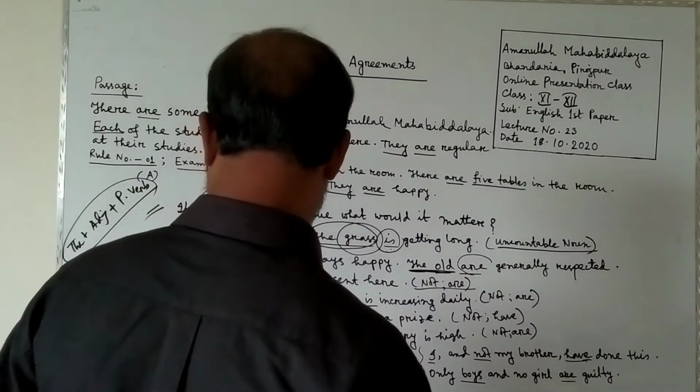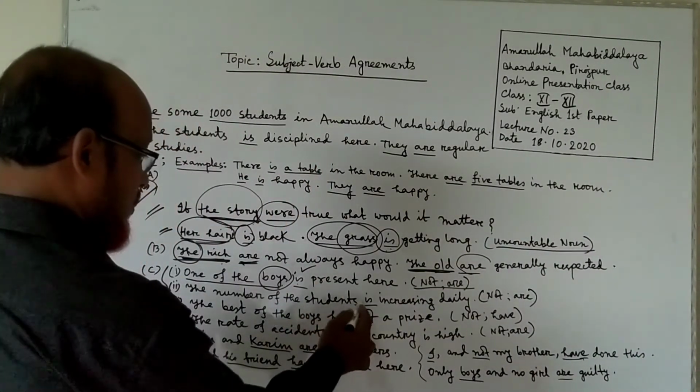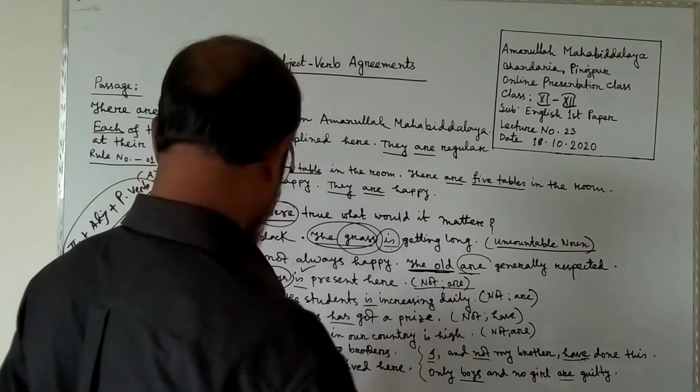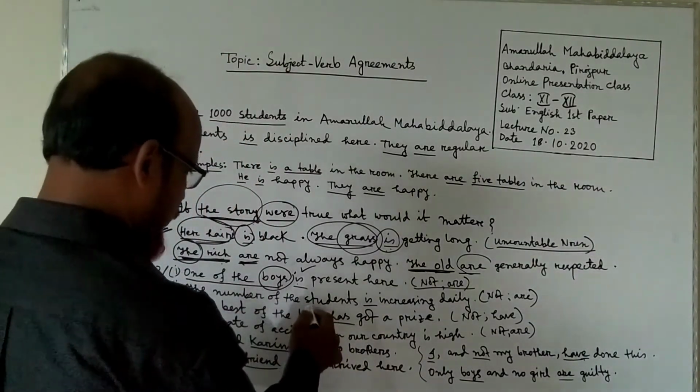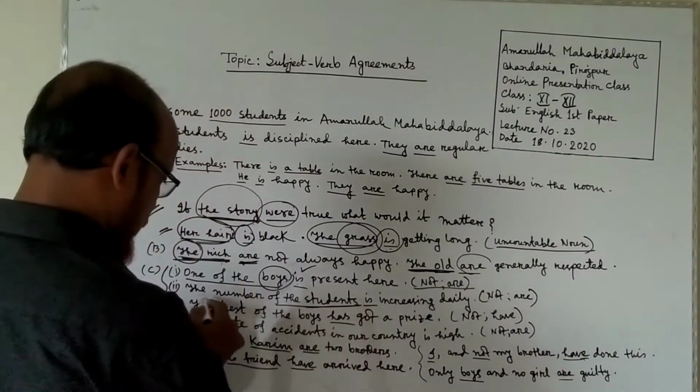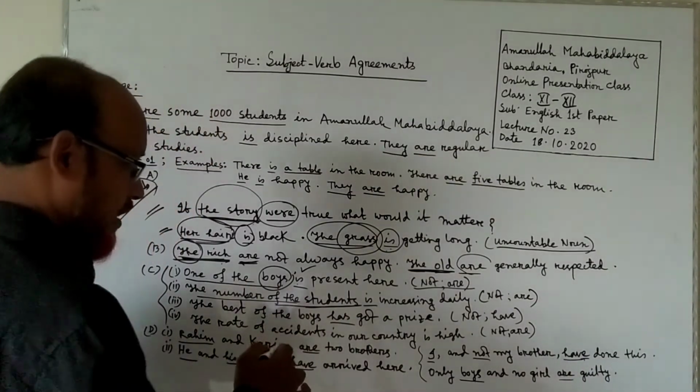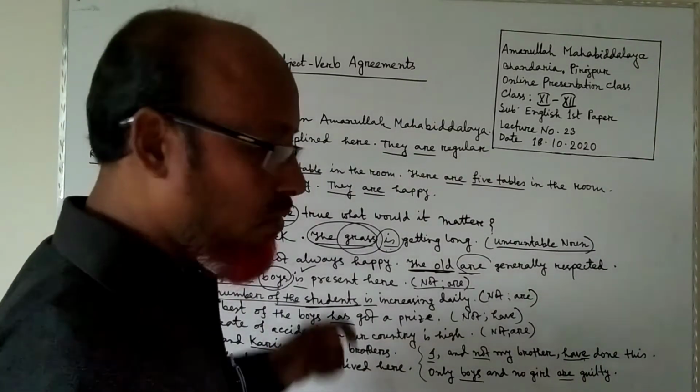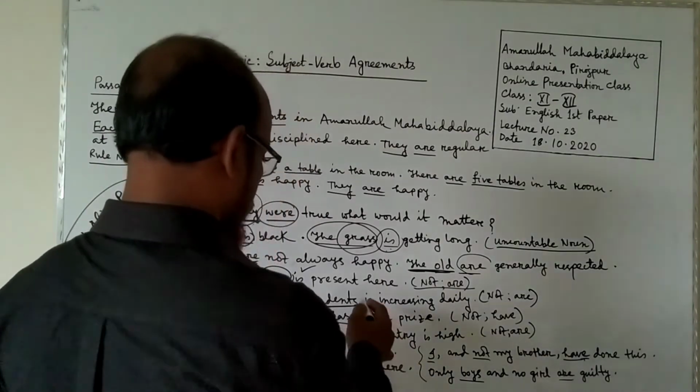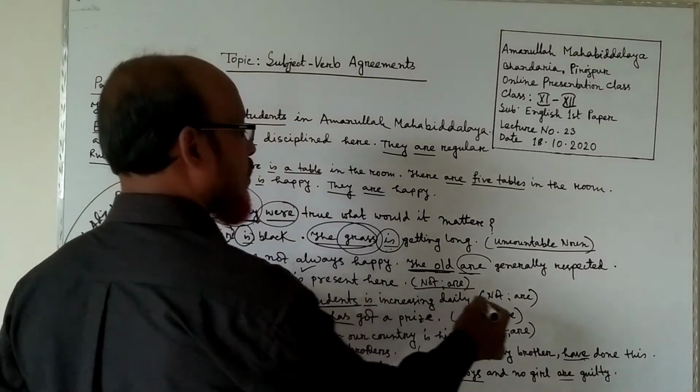is, not are. The number of students is increasing daily. The number of students, here we use students, but the number of students is a singular form. So we used the singular verb is, not are.